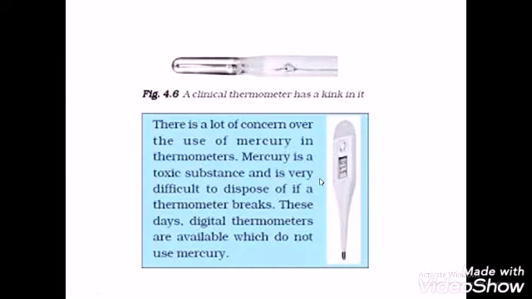There is a lot of concern over the use of mercury in thermometers. Mercury is a toxic substance and is very difficult to dispose of if a thermometer breaks. Nowadays, digital thermometers are available which do not contain mercury.